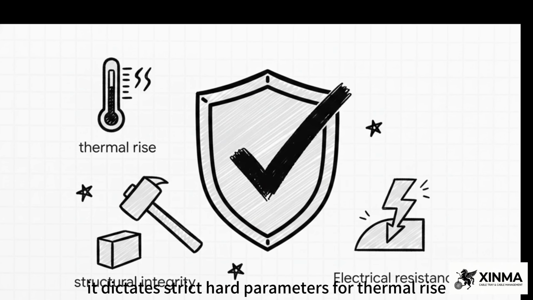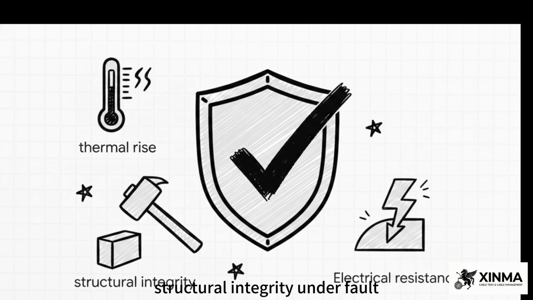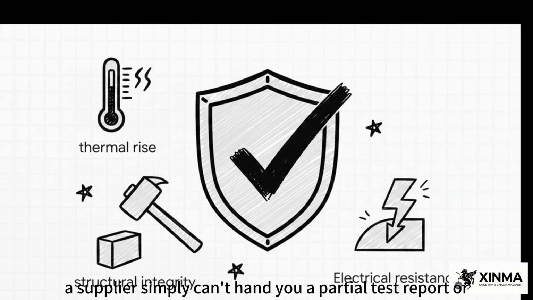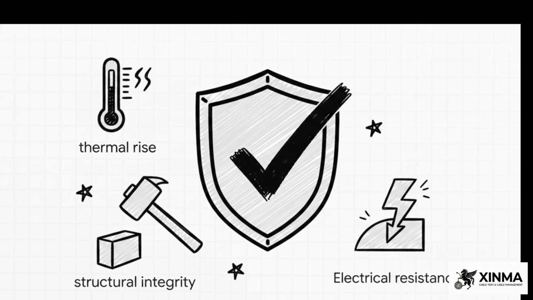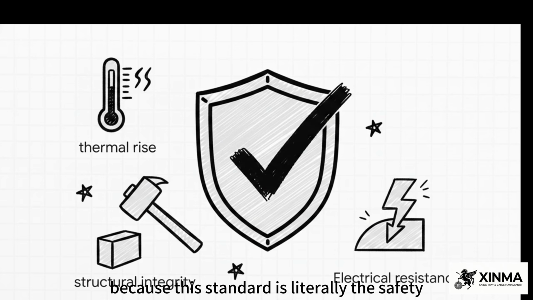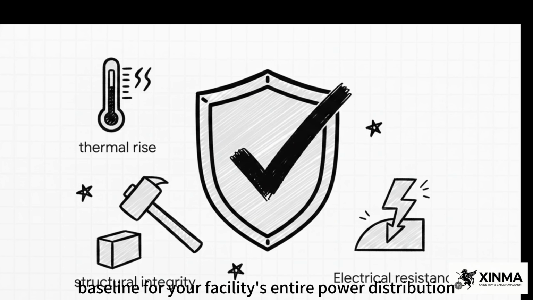It dictates strict, hard parameters for thermal rise, structural integrity under fault conditions, and electrical resistance. A supplier simply can't hand you a partial test report or some generic safety certificate and call it a day. As a buyer, you have to demand authentic, specific type test evidence for the exact busbar trunking system you're buying. Zero compromises allowed here, guys, because this standard is literally the safety baseline for your facility's entire power distribution.